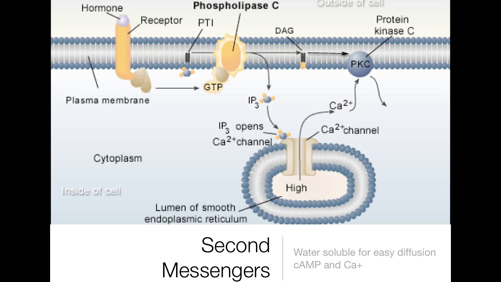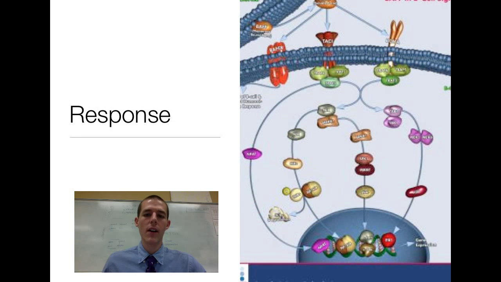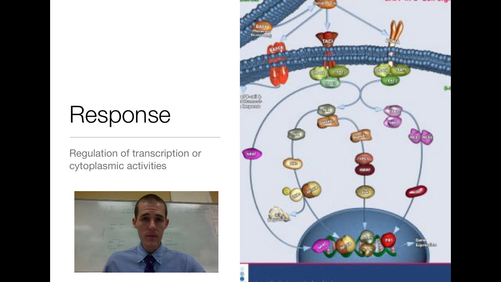Final piece of this mess is going to be our actual response. Now, obviously there is a myriad of responses that can result from our transduction pathway. Just know that they fall into two categories. You can either have regulation of transcription, which means that in terms of DNA, we are either going to use that DNA segment, that gene, to produce more proteins or fewer proteins. That would be regulation of transcription. Or there might be some cytoplasmic activity that's being set off.